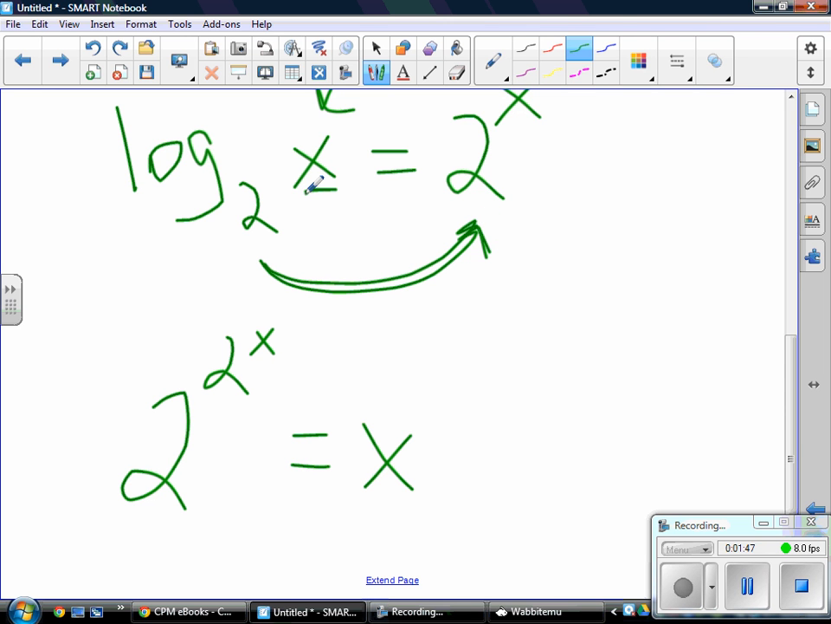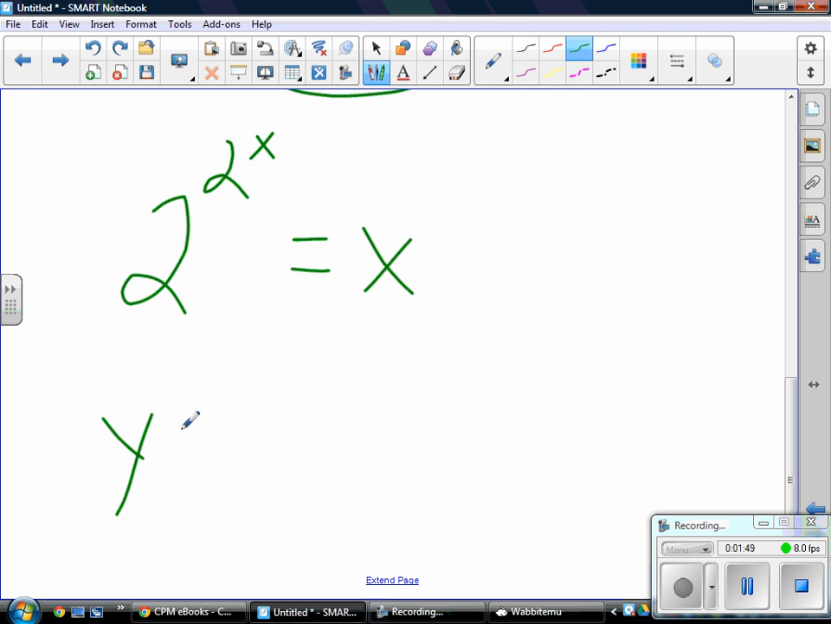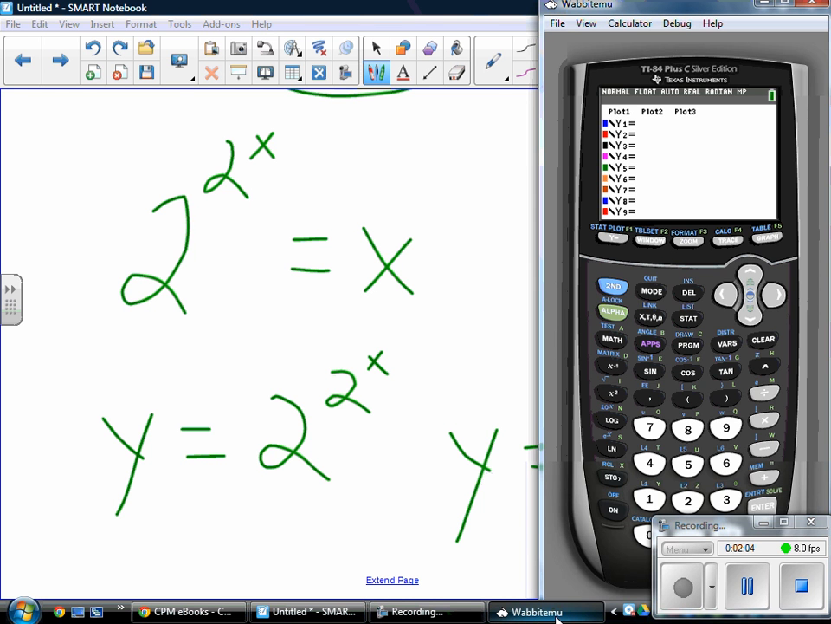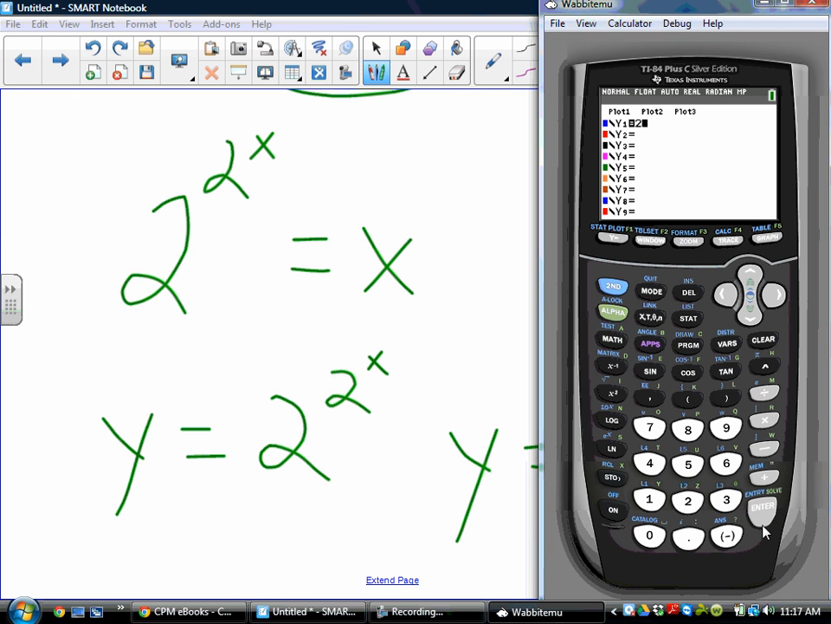So now if I separate these two equations, y equals 2 raised to the 2 raised to the x, make sure our x is a second exponent in the first equation. And then my second equation is y equals x. That's a really simple one to type in. So in our calculator, we're going to type in both of these equations. So 2 raised to the 2 raised to the x. Make sure you're doing all of those separately. And then the second equation is just regular x. And again, we're going to graph these and see where they intersect.